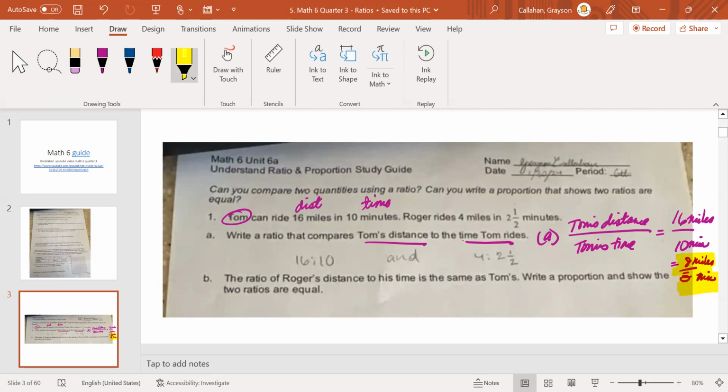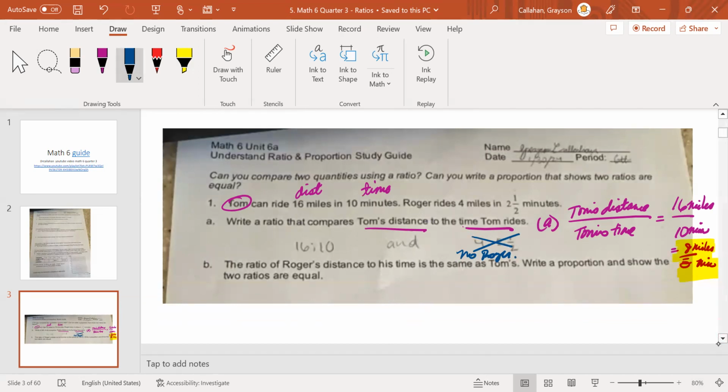So A doesn't ask you about anything about Roger. Do you see how this one has no Roger? It doesn't ask you anything about Roger, so you don't need that. Okay? All right, so next one for B.